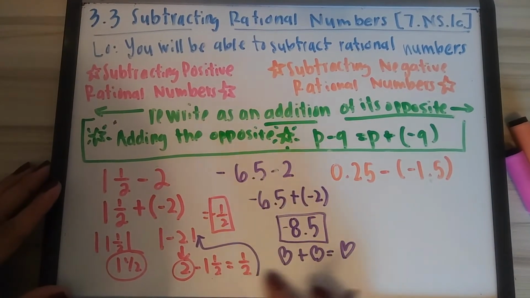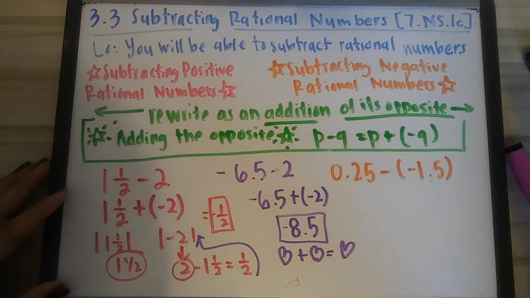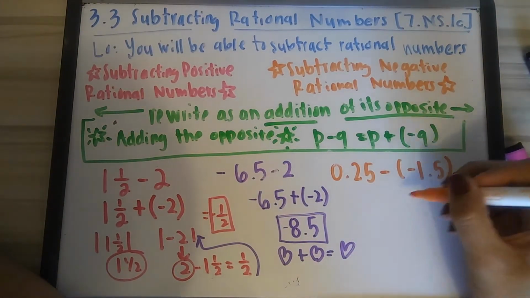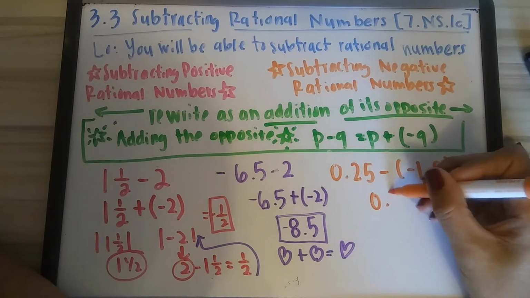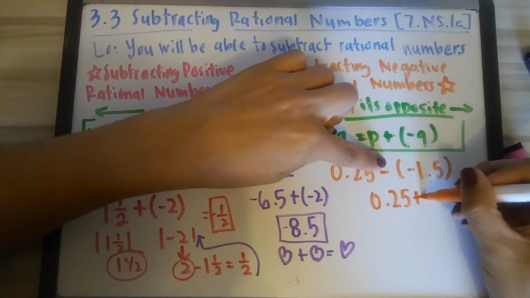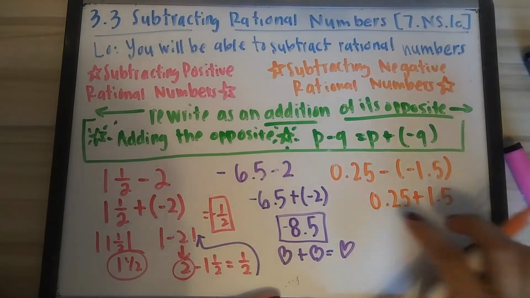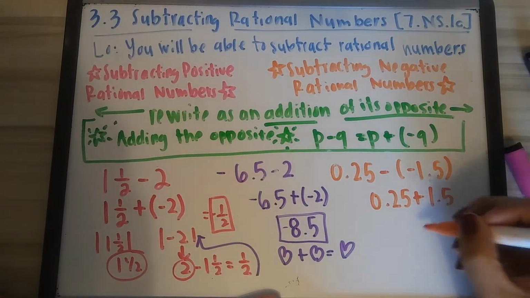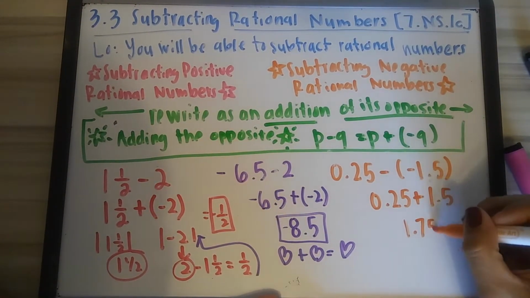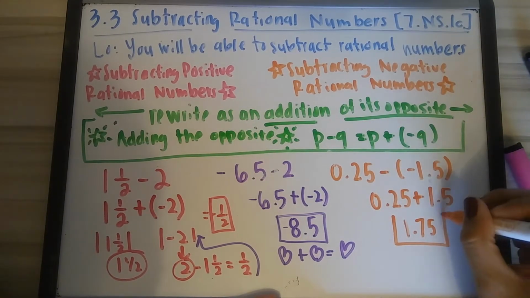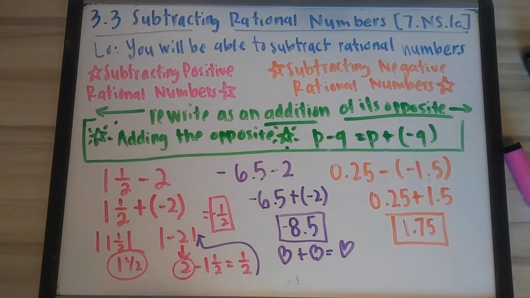Okay, so let me go over here with my orangey. So again, I'm going to rewrite that as an addition of its opposite. The opposite of negative 1.5 is 1.5. And those both are positive, so I'm just going to add them together. Because I get bananas and bananas, I'm going to end up with bananas. Okay, so that's all there is to that.